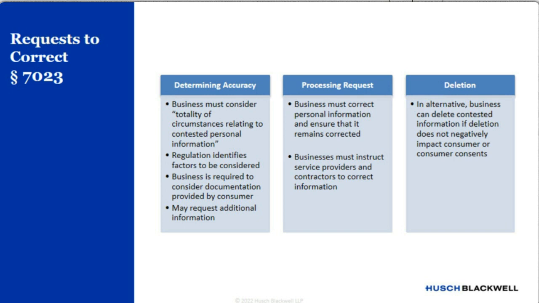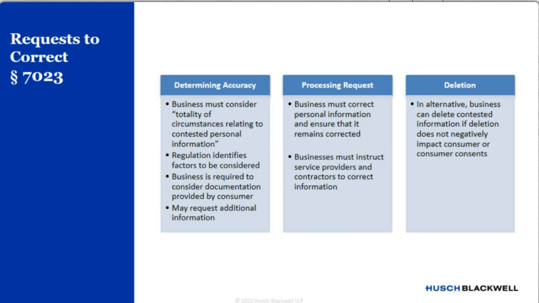So, what factors to consider when making that determination: the nature of the PI, how the business obtained it, and any documentation relating to the accuracy of the information, whether that documentation is provided by the consumer, the business, or another source. It is important to note that businesses are required to review, accept, and consider any documentation they receive from a consumer. The purpose of this is to allow consumers to provide their own evidence of inaccuracy.